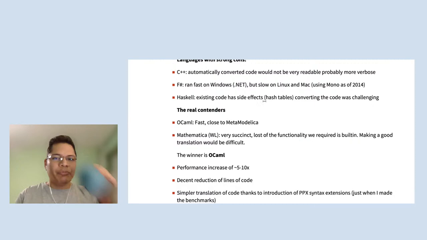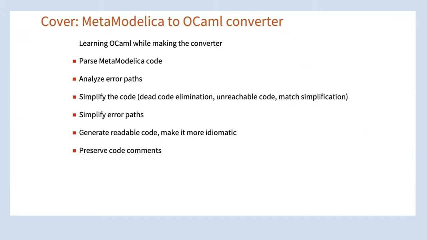So in order to do this task, I created this program, the MetaModelica to OCaml converter. The basic idea was to parse all the code and analyze all the error paths in the MetaModelica code, then perform simplifications, like dead code elimination, detecting unreachable code, simplifying silly code, and also simplifying the match. I could do as well simplification of the error paths.